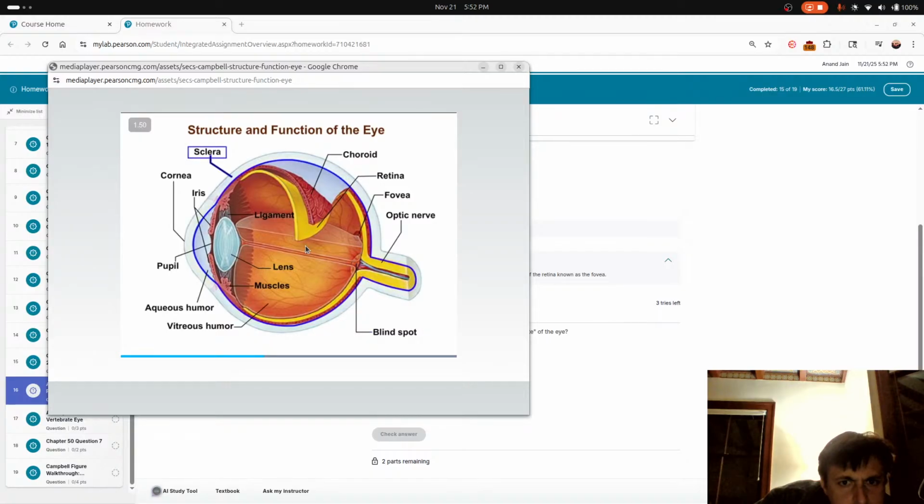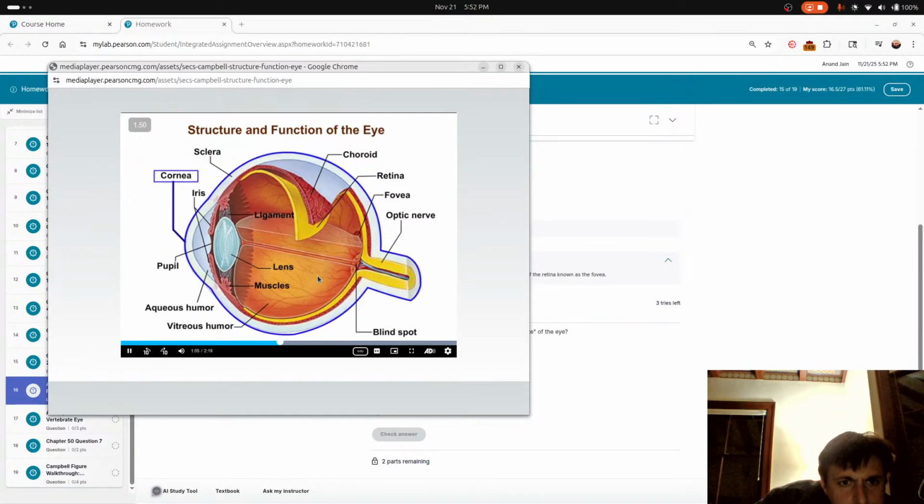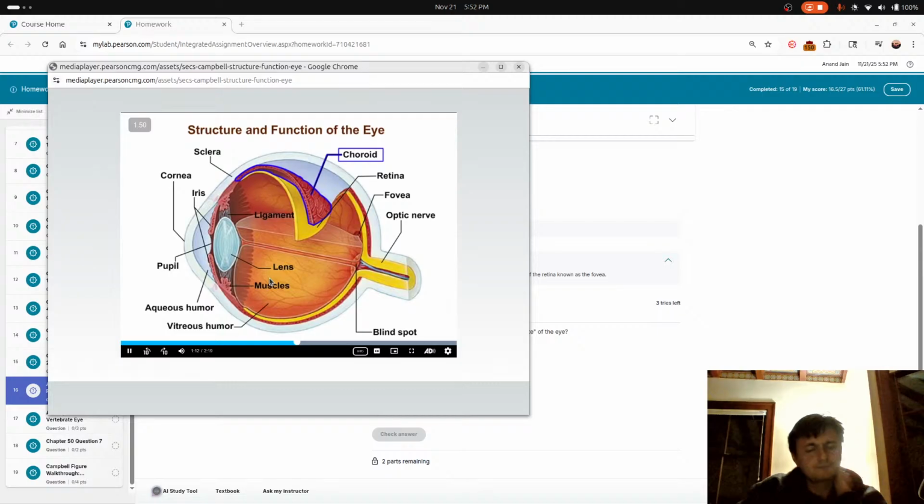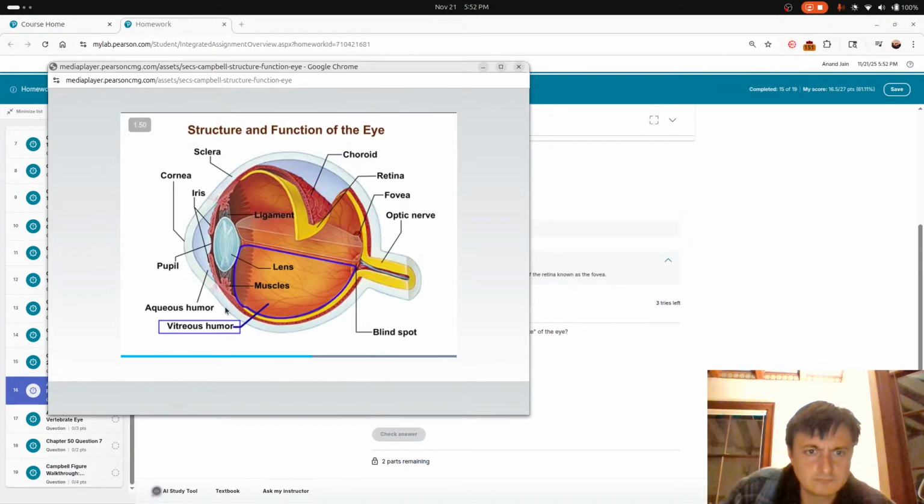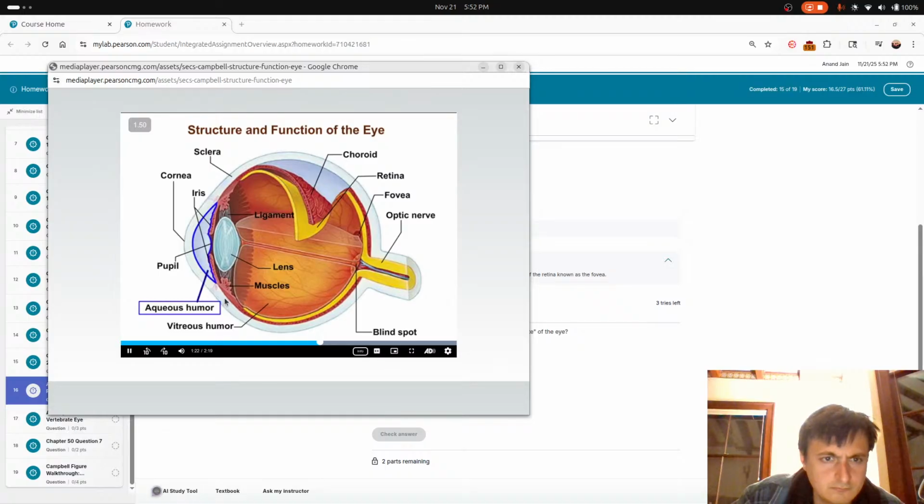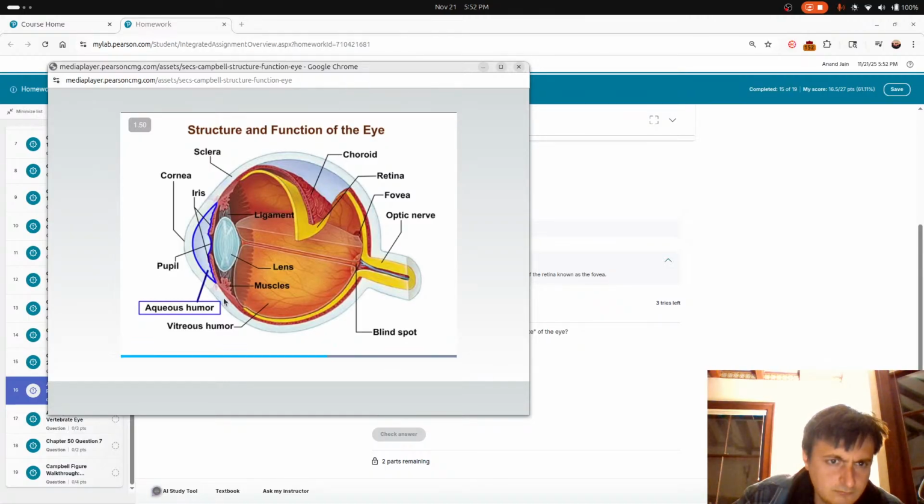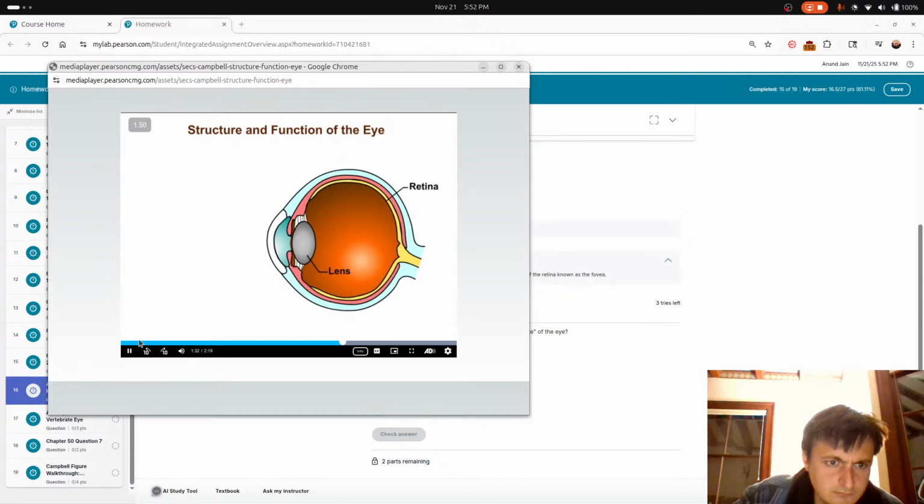The sclera is the tough layer that forms the white of the eye. The cornea is the transparent part of the sclera that lets light into the eye. The choroid is the middle pigmented layer of the eye. The vitreous humor is a jelly-like material that helps the eye hold its shape. The aqueous humor is the liquid that helps supply nutrients to eye structures. Accumulation of this liquid can cause glaucoma. The lens focuses light on the retina by bending light rays.